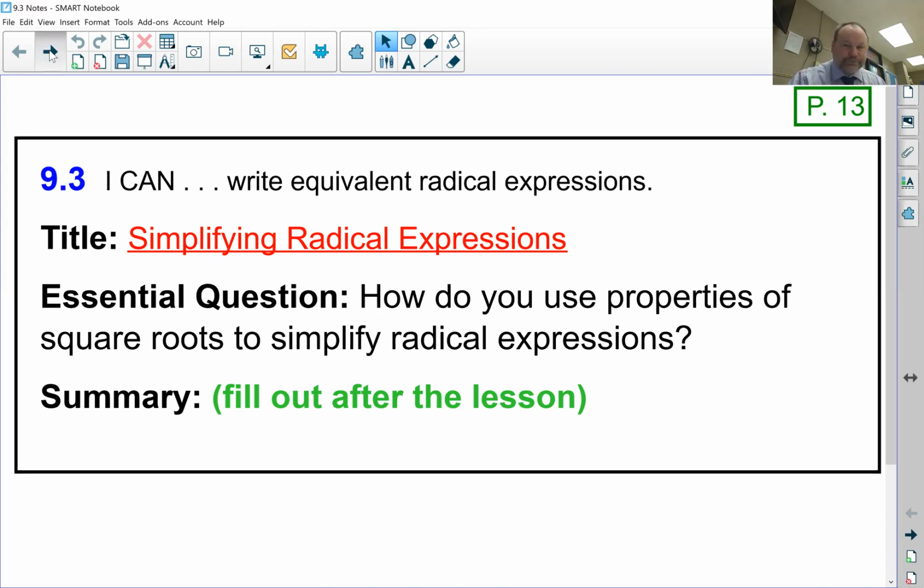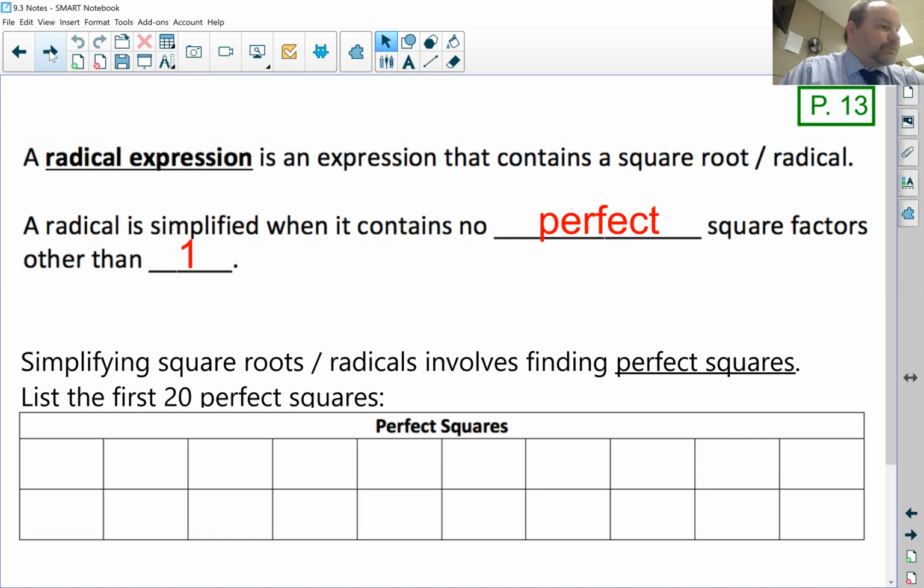All right, so a radical expression is an expression that contains a square root. Another name for a square root is a radical. A radical is simplified when it contains no perfect square factors other than 1. So it will always contain a perfect square factor, but it will always be 1. We want to get all the other perfect square factors out.